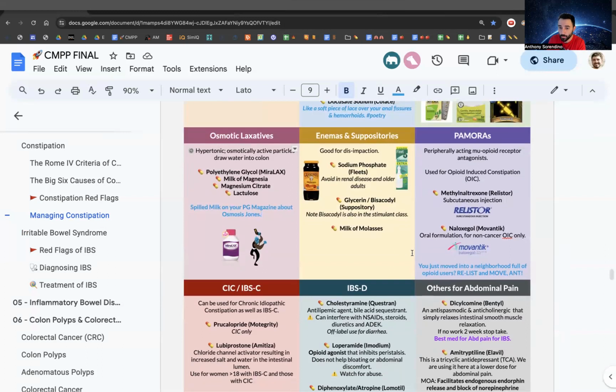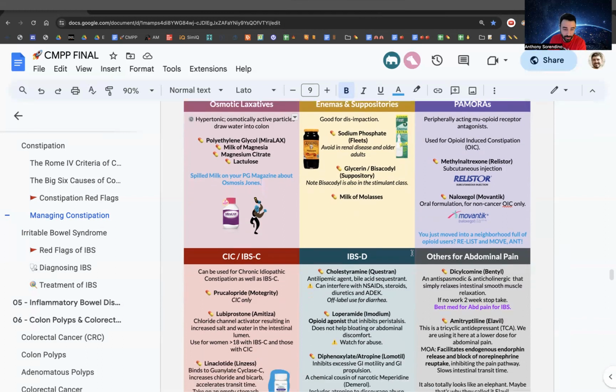I have this one here for the PAMORAs. So it's like you just moved into a neighborhood full of opioid users, so you want to relist and you want to move ant. So relist is Relistor, and then move ant is Movantik. So these are the reason opioid is in here, because they're the opioid receptor antagonists, and these are used for opioid-induced constipation.